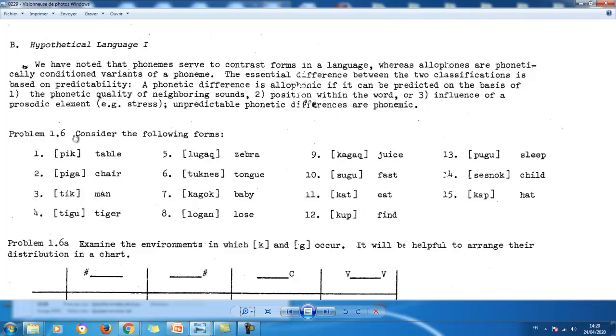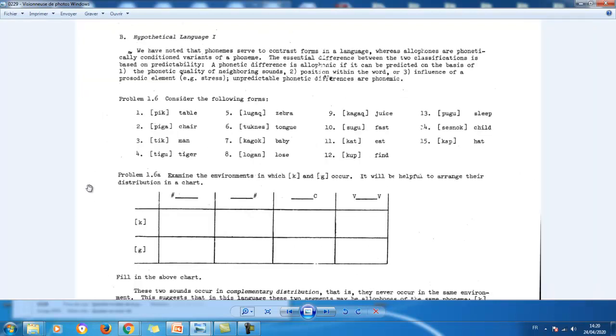Now problem 1.6. Consider the following forms. We have got a list of words taken from a hypothetical language. So we have got this one: big table. Big means chair. Tick, it means man. Tegu, tiger, and the other words here.